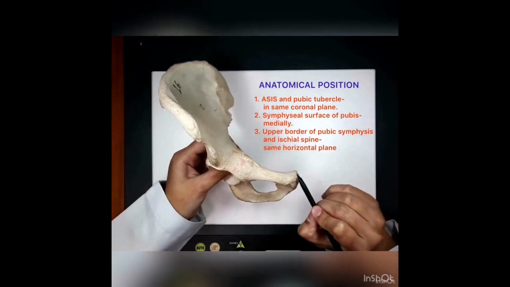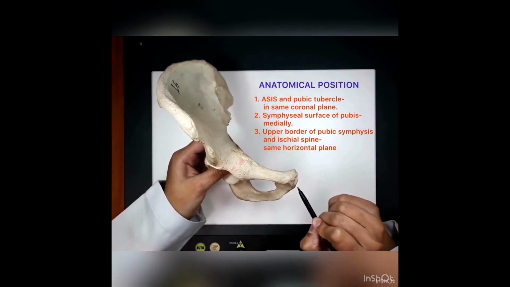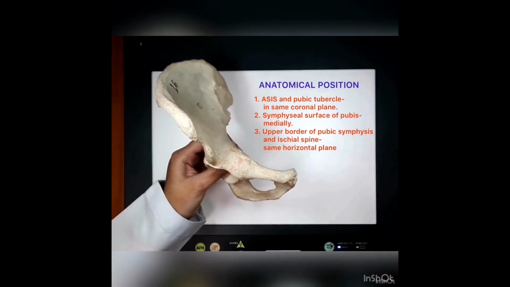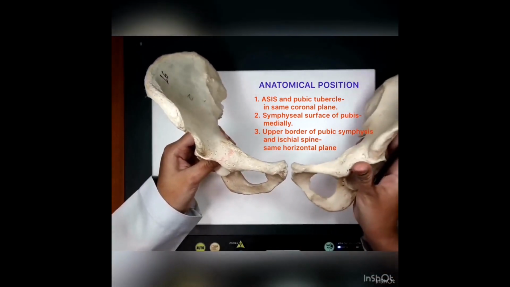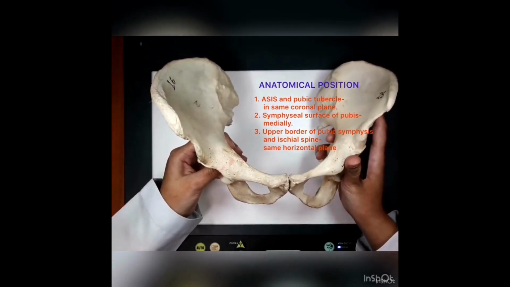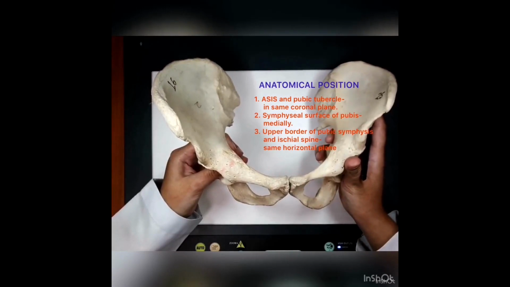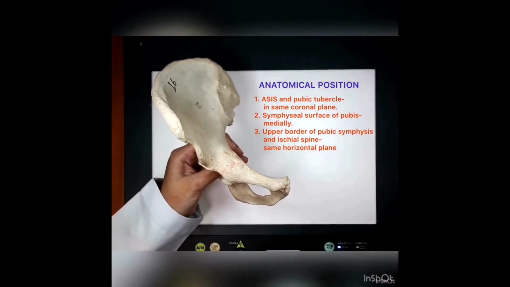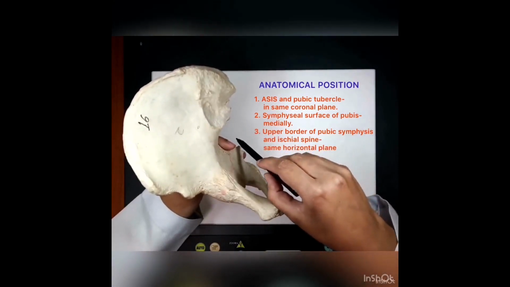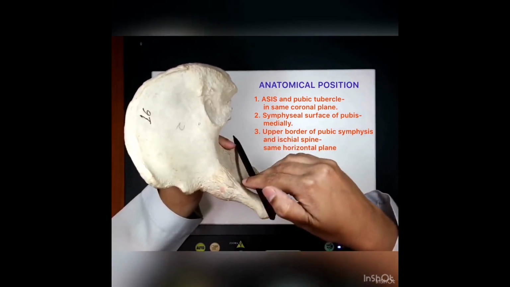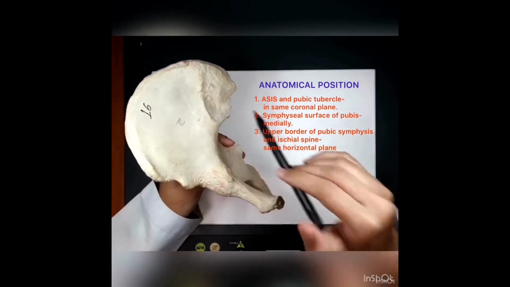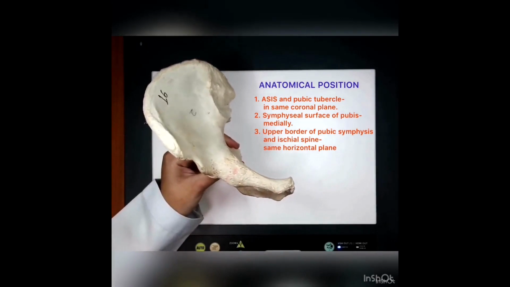The second is this surface, which is known as the symphyseal surface. This symphyseal surface lies on the medial side because it has to articulate with the symphyseal surface of the pubis of the opposite side to form the pubic symphysis. Which type of joint? Secondary cartilaginous joint. The next point is this ischial spine. The upper border of the ischial spine and the upper border of this pubic symphysis both lie in the same horizontal plane.